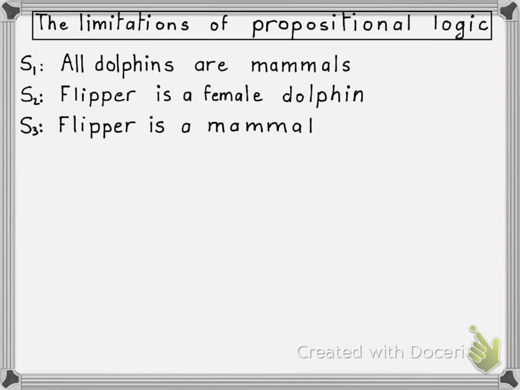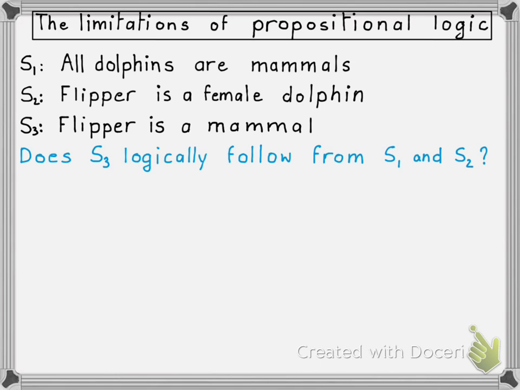They're just three independent sentences. Now, the reason I call this an argument is I'm going to claim that S3 is a logical consequence of S1 and S2. In other words, the argument appears when we insert the word therefore in front of S3. So what I claim is that S3 logically follows from S1 and S2. Now remember what that means. That means whenever both S1 and S2 are true, then S3 must also be true.